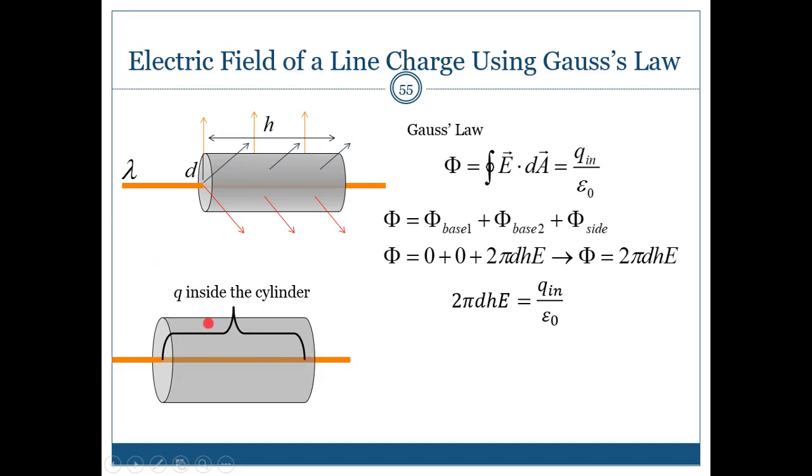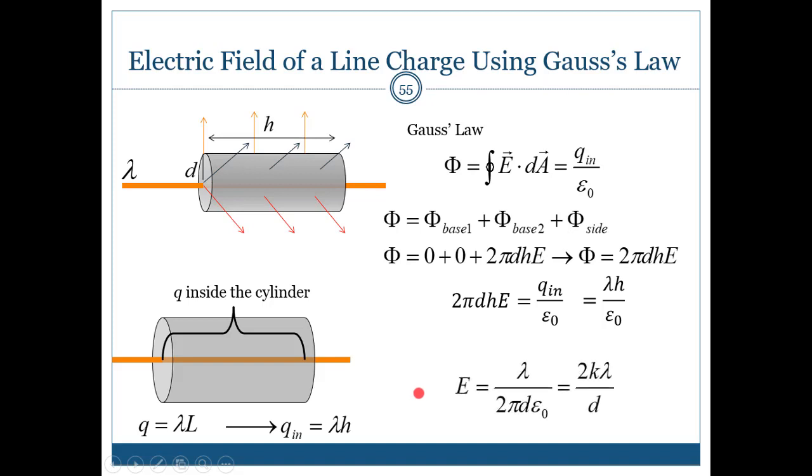Okay, Q in. So how can I calculate it? Well, I have a charge distribution lambda and I can use its definition. By definition, lambda is Q over L. So if I want to find Q in, all I need to do is multiply lambda by the length that I'm interested in. So there we go. Then Q in is lambda times h, which is the length of my Gaussian cylinder. I'm enclosing only h length of this whole line charge. Wonderful. Let's plug that in. So 2 pi dhE equals lambda h over epsilon 0.